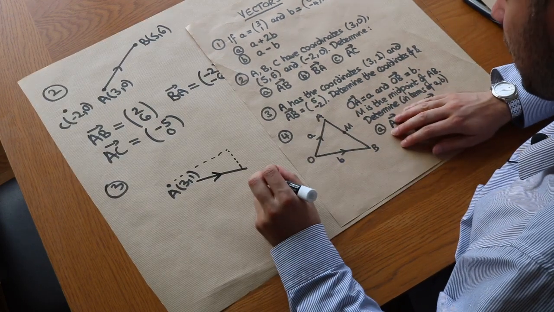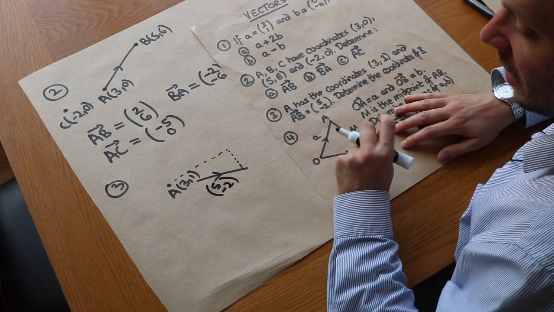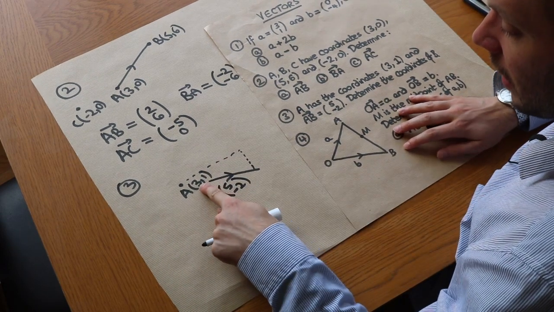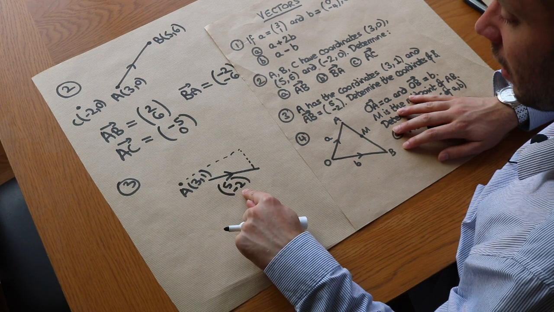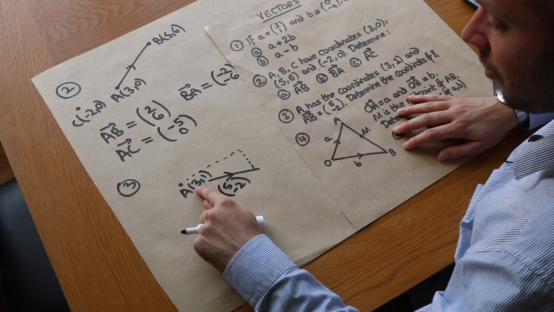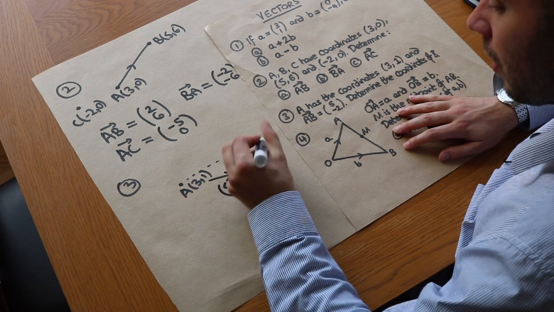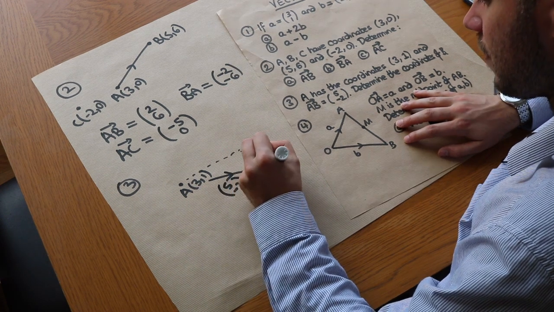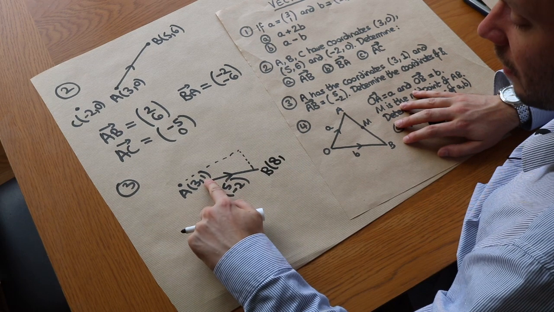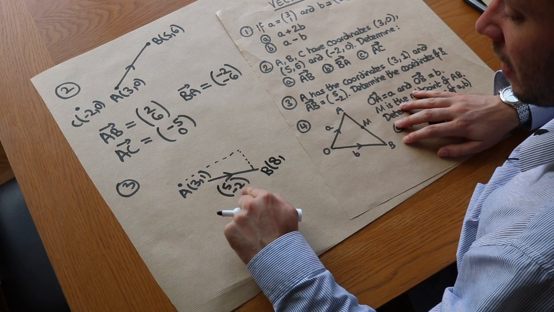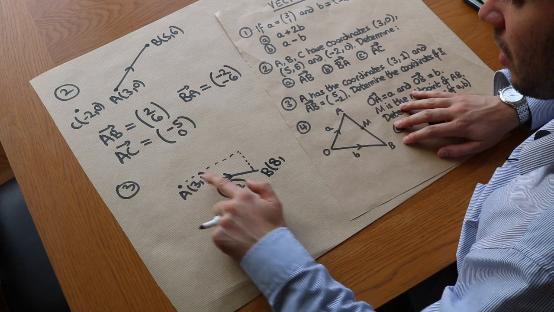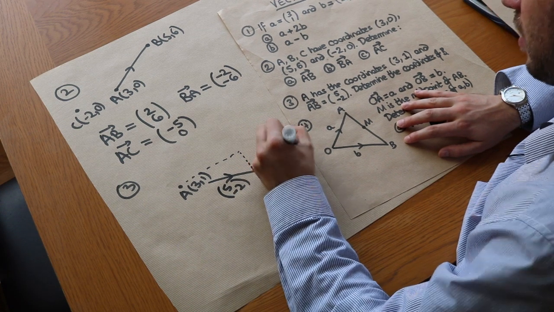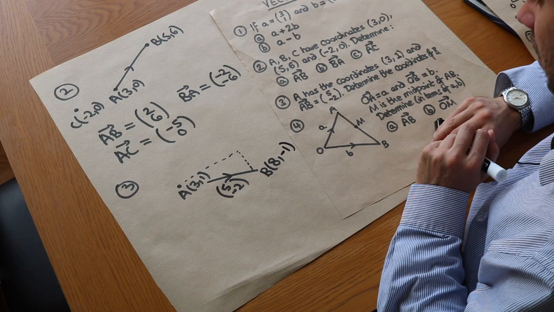Determine the coordinates of B. Now all we need to do is start with a free point, and then this vector tells us what the x value is changing by and what the y value is changing by. So we start with 3, and then the x value is increasing by 5. That means it's now at 8. And the y value is starting at 1, and in this vector the y value is decreasing by 2. That's what this movement is doing. 1 minus 2 is minus 1. So we would end up here at (8, -1).